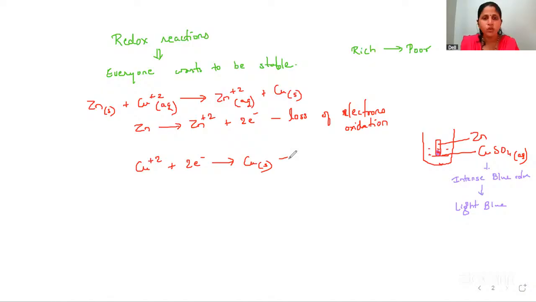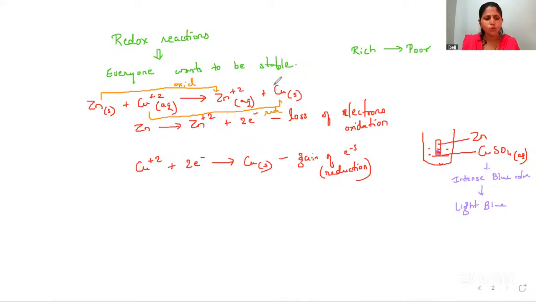So here what is happening? Here there is gain of electrons. Gain of electrons we call reduction. Getting it? So you can see that in a single reaction, both oxidation and reduction are taking place simultaneously. This we call a redox reaction, correct? This is the oxidation part and this is the reduction part. Both are taking place simultaneously. Therefore, I call it a redox reaction.